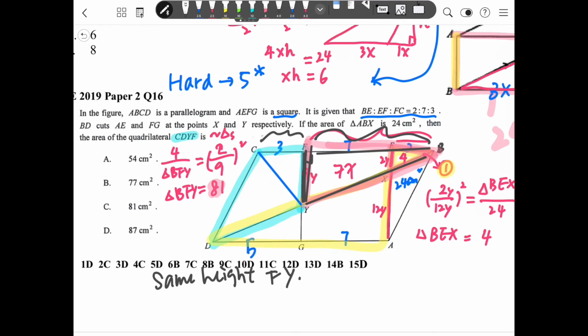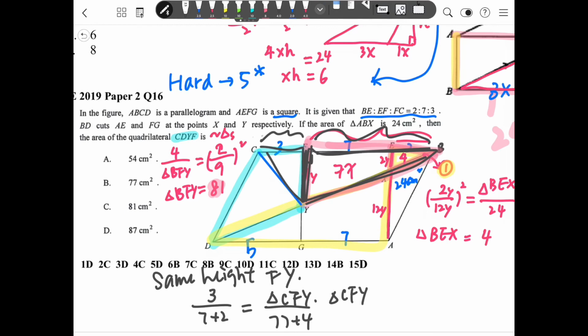Here we will have the same height, so the area would be base to base. Entire base here will be 3 to 7 plus 2, and then we know that will be 77 plus 4 for this entire area to this small area, to this triangle CFY. Then triangle CFY actually means 27.